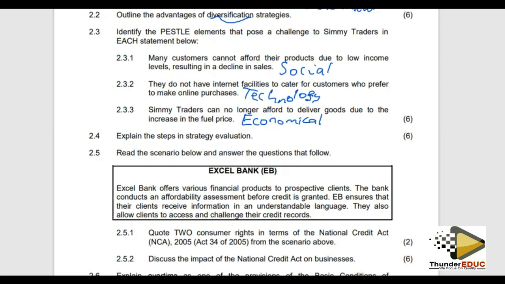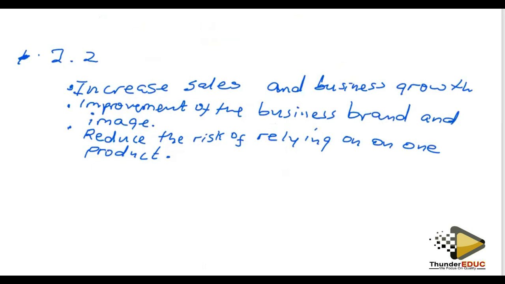So now let's move on to 2.4. So 2.4, you are expected to explain the steps in strategy evaluation. Here, you must know the meaning of evaluation and the meaning of strategy. So this is our 2.4. And also you should be in the position to check the allocation of marks, because allocation of marks can work as a guide for you to write what the question expects you to actually write.